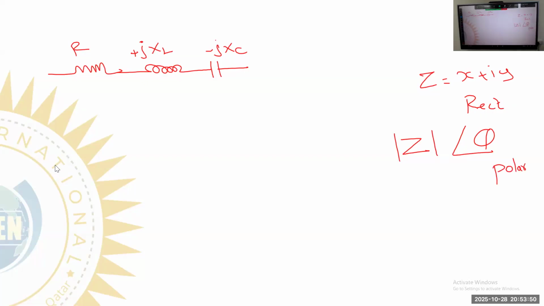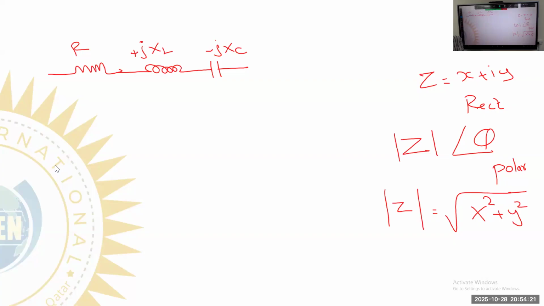Rectangular form, Z is equal to X plus iY. Polar form, modulus of Z, angle theta. How to find this modulus of Z? It is equal to root of X square plus Y square. This is what we studied in complex numbers, that is, the modulus of Z is the square root of the real component squared plus the imaginary component squared.